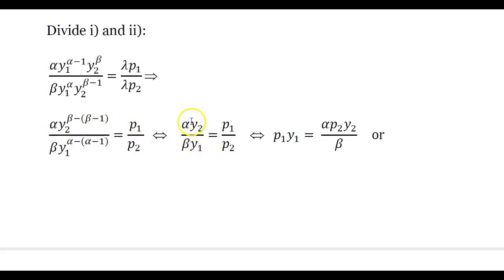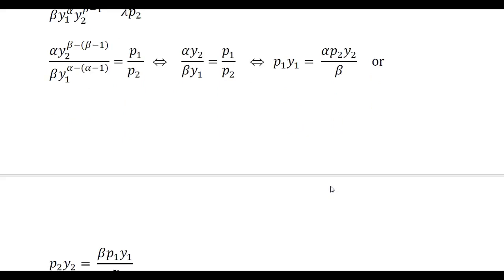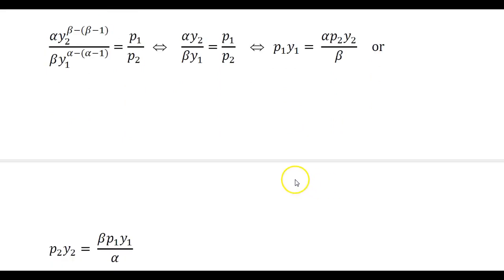So we see here we got this, as I mentioned above, alpha y2 divided by beta y1 equal to the relative price. So you can rewrite that into P1 y1 equal to alpha P2 y2 divided by beta, or you can have it as P2 y2 equal to beta P1 y1 divided by alpha. So you do either.